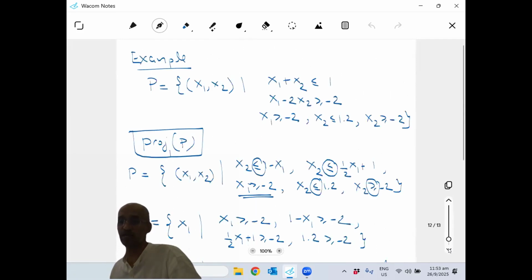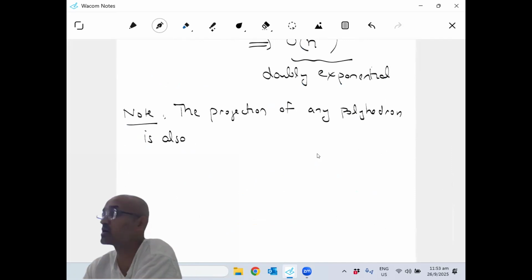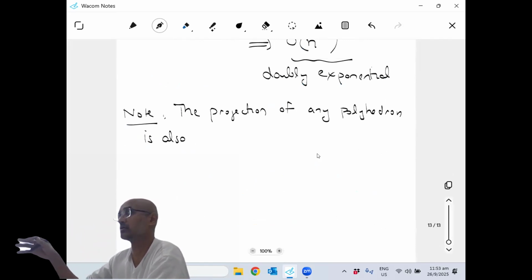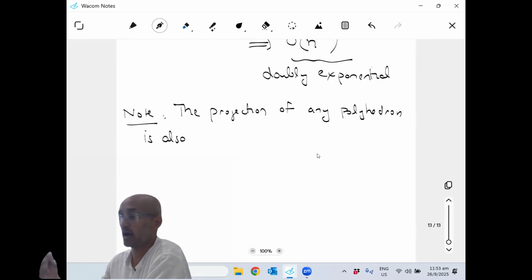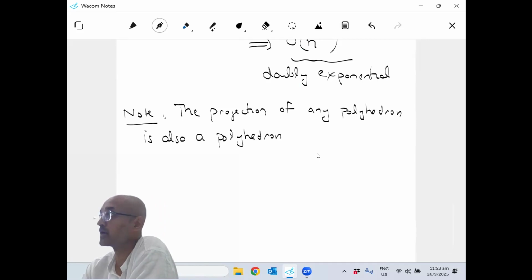So it implies that the projection of any polyhedron is also a polyhedron. It might be obvious in your mind, but to argue it, the algorithm shows you that this is true, because it created a new polyhedron which has finitely many constraints, and which are linear constraints, so it is also a polyhedron.